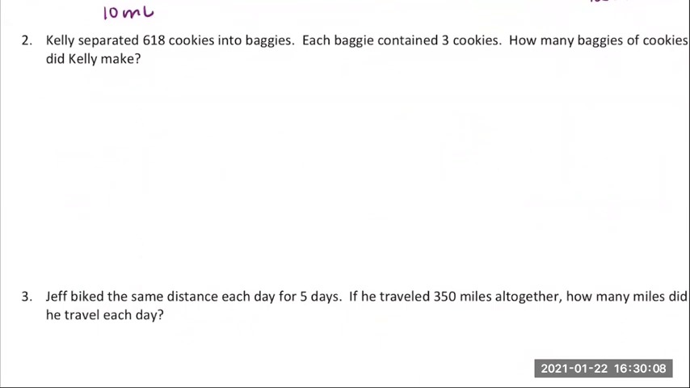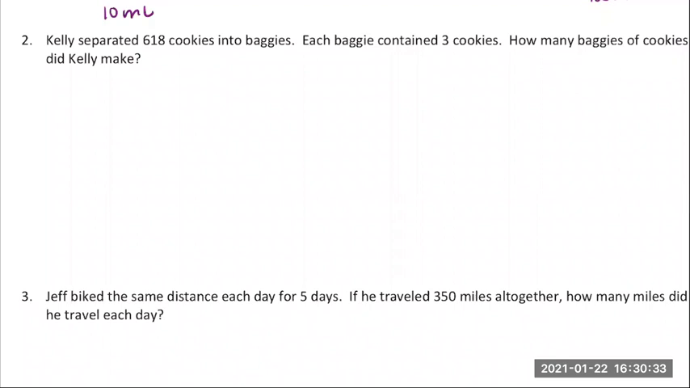So we have Kelly, and she separated 618 cookies into baggies. Oh my gosh, that's a lot of cookies. Each baggie contained 3 cookies. My goodness. Okay, and then how many baggies of cookies did Kelly make? Now this one's going to be more challenging to draw a picture for because that's going to be a lot of bags to draw if we want 3 cookies in each bag.